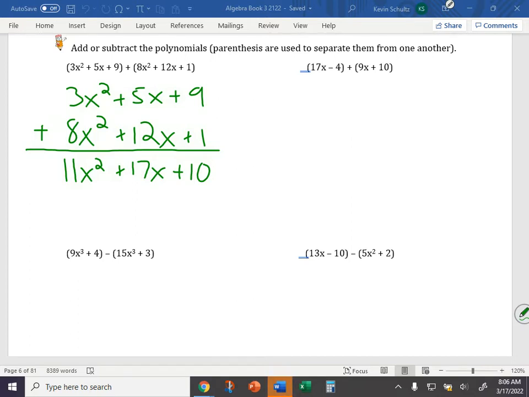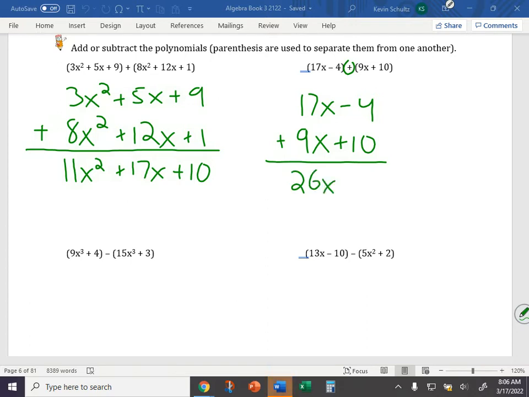The next one, 17x minus 4 plus 9x plus 10. They're already in standard form for us, so we'll go ahead and align our like terms vertically. 17x minus 4, and then we have that 9x, which will be below the 17x, and the positive 10, which goes below the negative 4. Again, we're adding them, as what our operation tells us to do here. So 17x plus 9x is 26x. Negative 4 plus 10 is positive 6. And we're done.